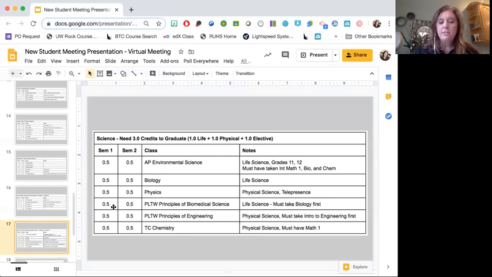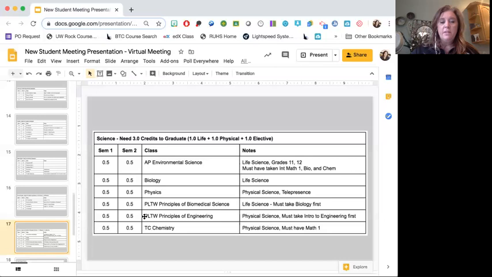The next class on our list is Principles of Biomedical Science. This is a year-long course. It is a life science course. And note, you must take biology first in order to take Principles of Biomedical Science. So going back to biology, I mentioned that's kind of a gateway class. You do need to have biology before you can take environmental science or before you can take biomedical science.